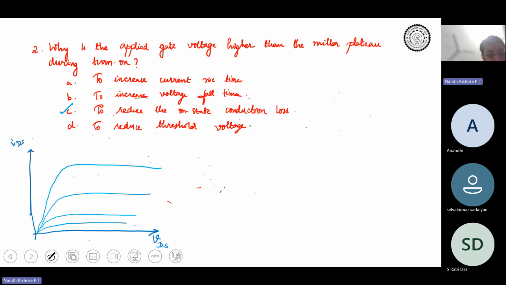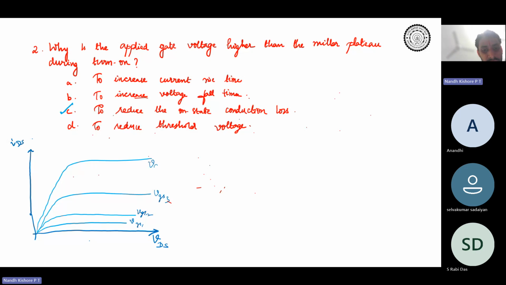In this, you of course know that this is for increasing values of VGS. So this is VGS1, VGS2, VGS3, and this is VGS4. So this is for increasing values of VGS. VGS4 is more than VGS3, more than VGS2, more than VGS1.